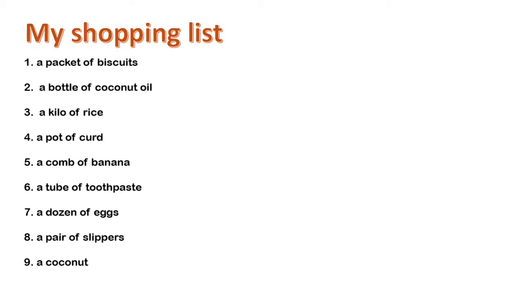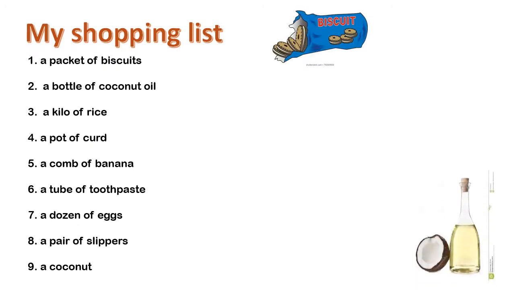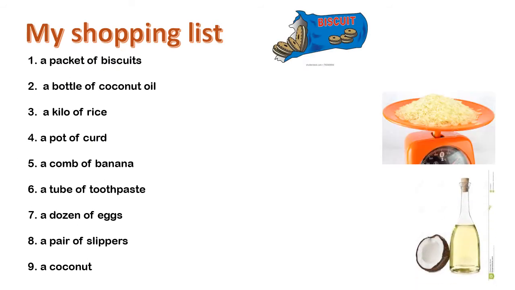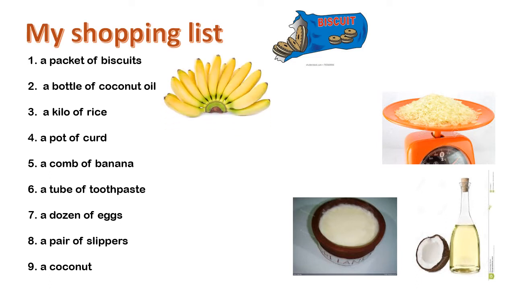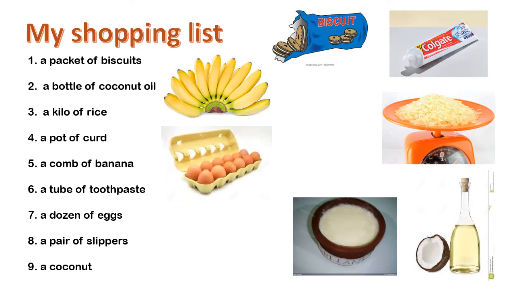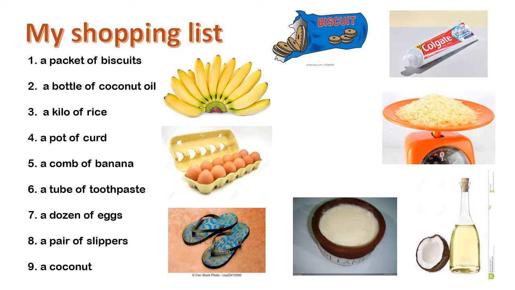So, children, this is my shopping list. A packet of biscuits, a bottle of coconut oil, a kilo of rice, a pot of curd, a comb of bananas, a tube of toothpaste, a dozen of eggs, a pair of slippers, a coconut. These are the things I bought from the market yesterday.